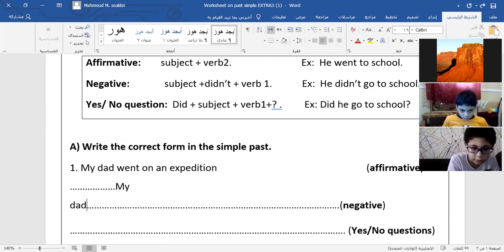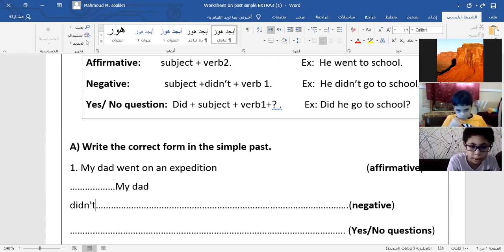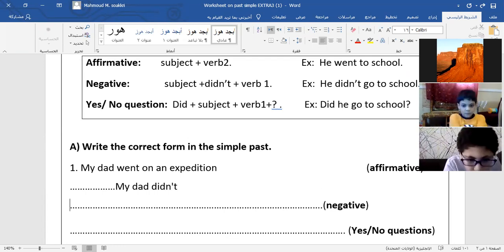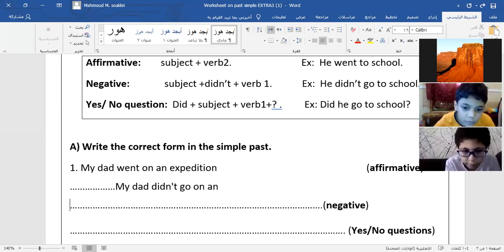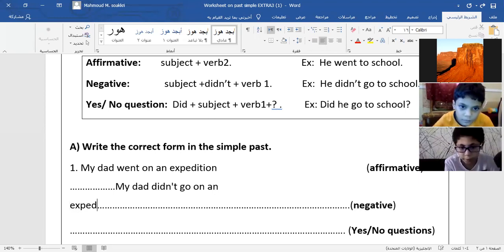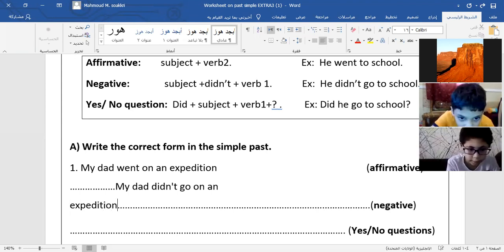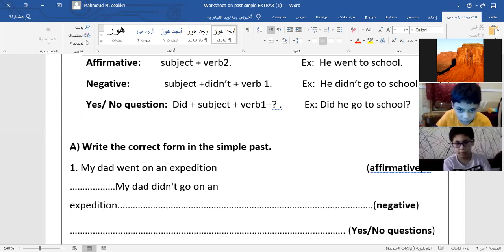After my dad, we put didn't, right? So we say my dad didn't. In the past, we use didn't. Then we use verb one. Went is verb two. What is verb one? Go. Excellent. So my dad didn't go on, no change here, an expedition, no change here, and the full stop. Thank you very much.